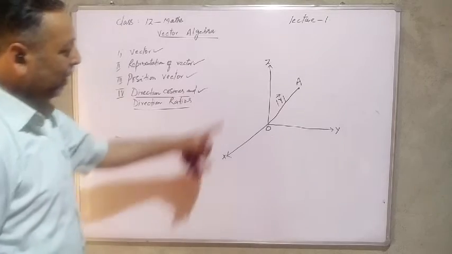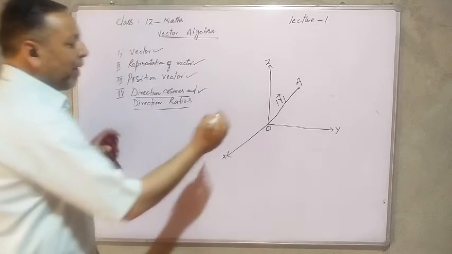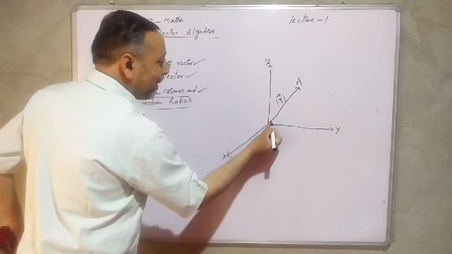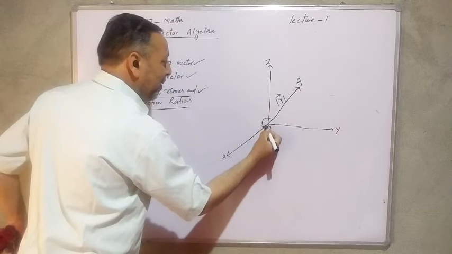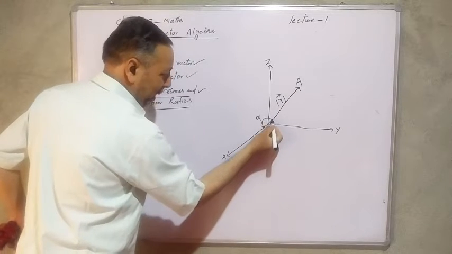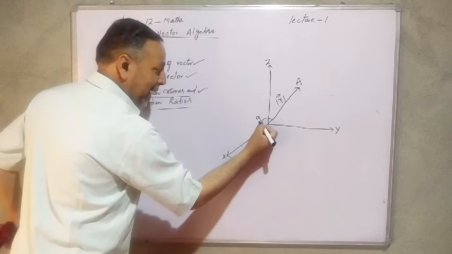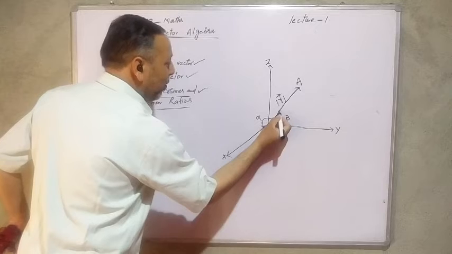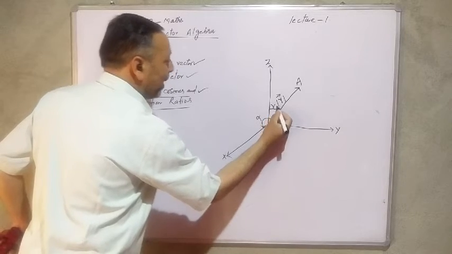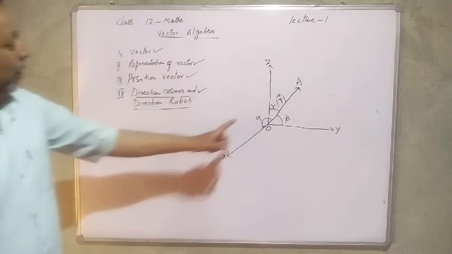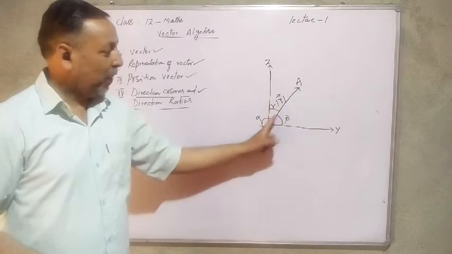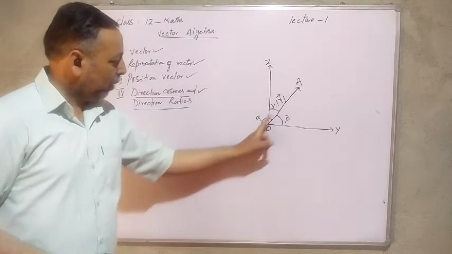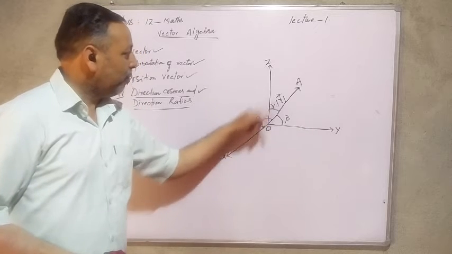Let us suppose this OA, the position vector OA, makes angle alpha with the x-axis, angle beta with the y-axis, and angle gamma with the z-axis.